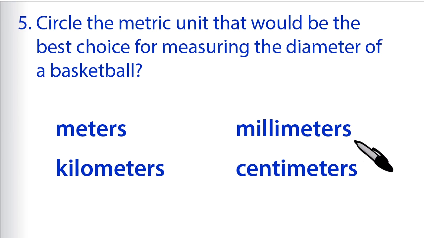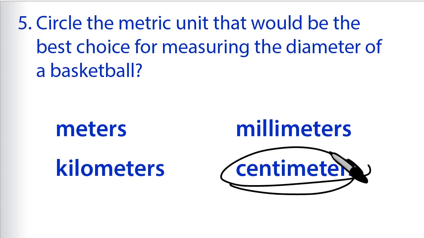Millimeters are really small compared to a basketball, so that wouldn't be a good choice. Kilometers are way bigger than a basketball, so that'd be a terrible choice. Now, centimeters, that's a pretty good choice. A centimeter is quite a bit smaller than a basketball, but the number you would get would still be reasonable, so that would give you a nice, reasonable measurement. So I'm going to say centimeters would be a good choice for measuring the diameter of a basketball.